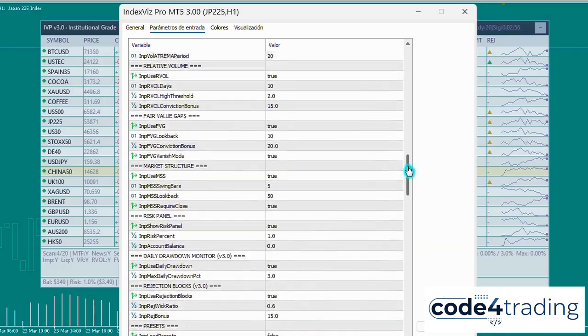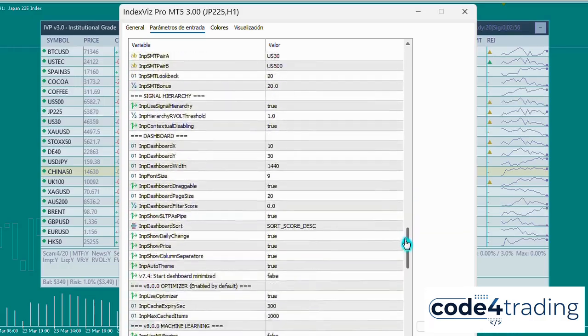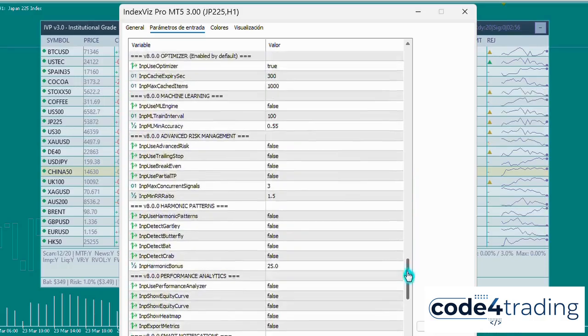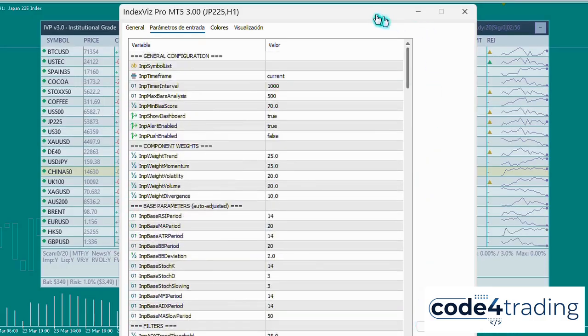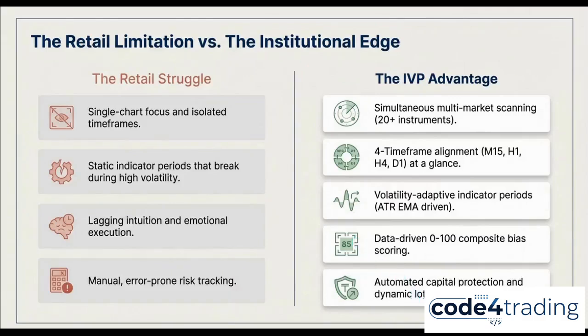First, instead of giving you isolated data, it generates a unified 0 to 100 bias score for every asset. It automatically combines and weighs 5 key metrics: trend, momentum, volatility, volume, and divergence. So what does this all mean? Well, it's literally like pulling a highly accurate financial credit score for every single trade setup.